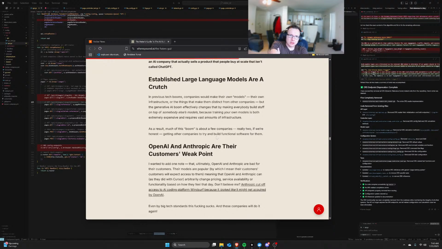In previous tech booms, companies would make their own models. Everybody builds stuff on top of other people's models because training your own models is extremely expensive and requires vast amounts of infrastructure. Like, yeah, okay. And getting other companies to build functional software for them. Yep.